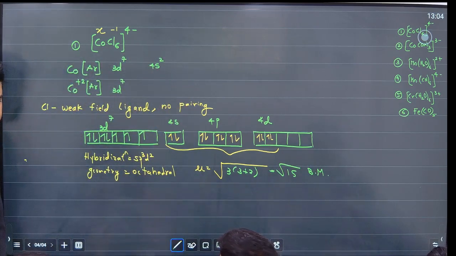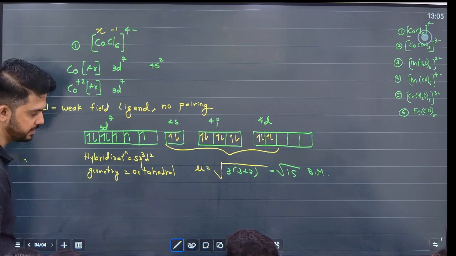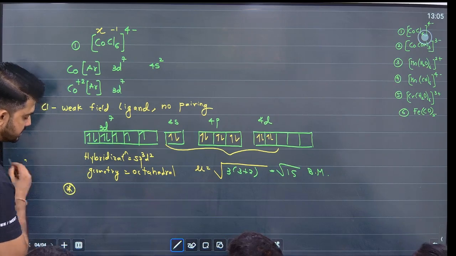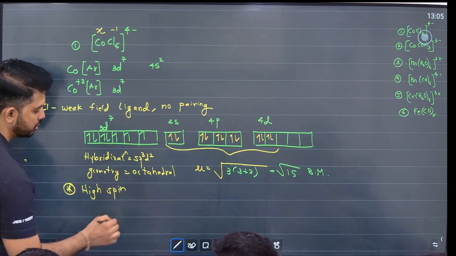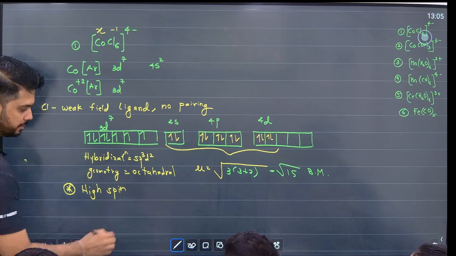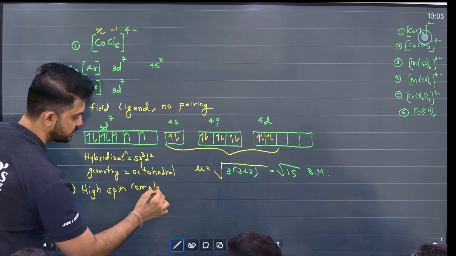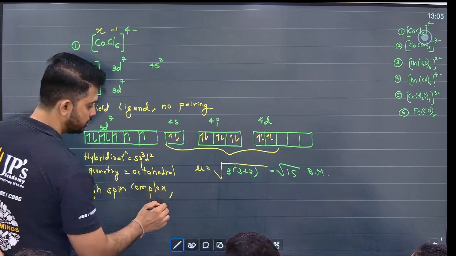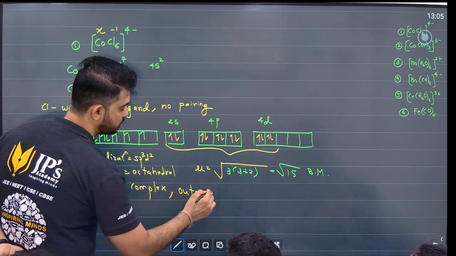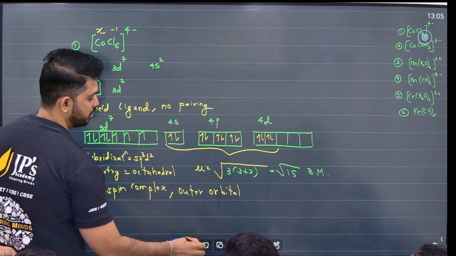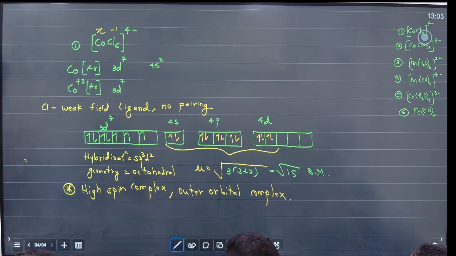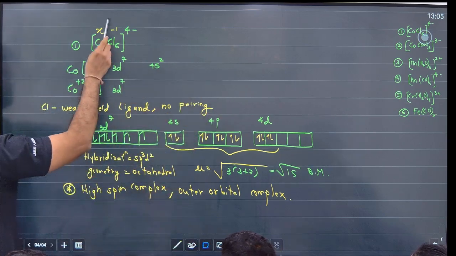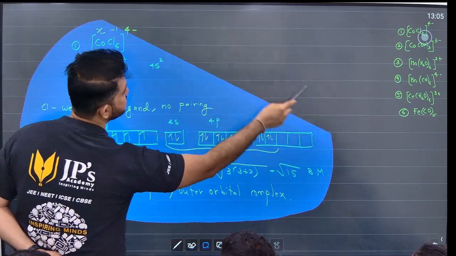Such complexes where no pairing takes place are also called high spin complexes. I repeat, what do we call them? High spin complex. And they are also called outer orbital complex. Did you get that? Outer orbital, because we are using the 4s, 4p and 4d of the metal.